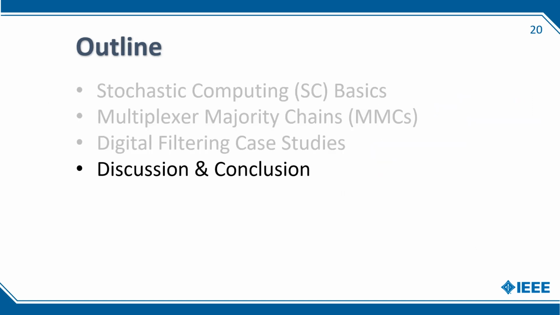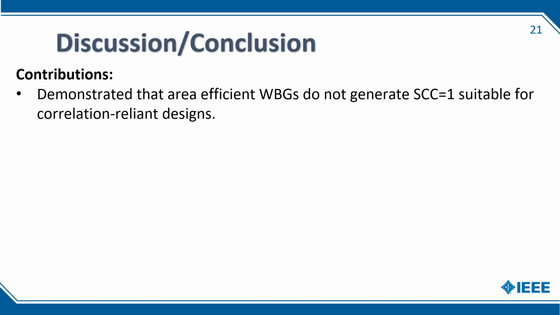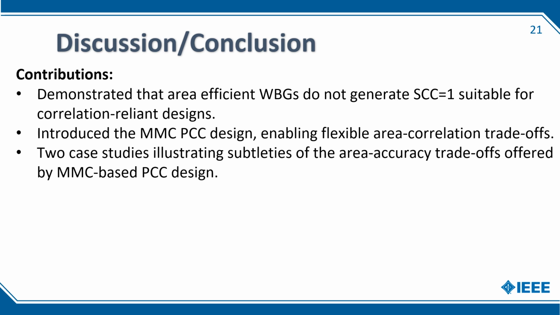To wrap up the talk, we'll discuss some key takeaways from our research. In this talk, we demonstrated that area-efficient WBGs do not generate SCC=1 suitable for correlation-reliant designs. To improve stochastic number generation for such designs, we introduced the MMC-PCC design, enabling flexible area correlation trade-offs. We then showed two case studies illustrating the subtleties of the area accuracy trade-offs offered by MMC-based PCC design.